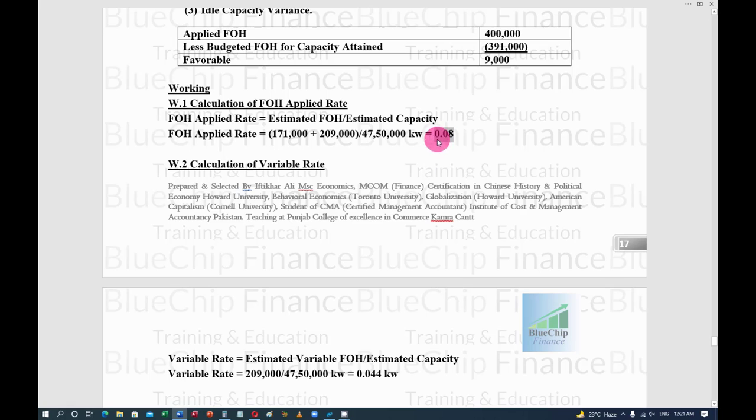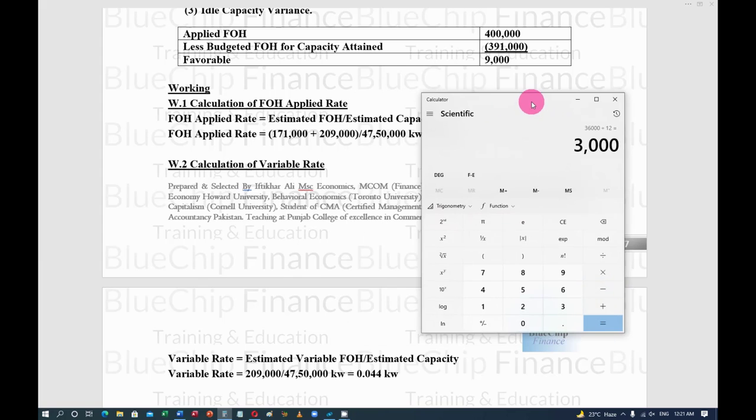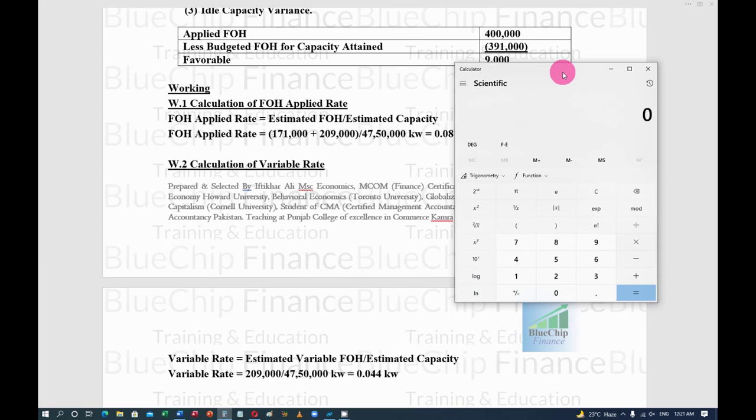You can also calculate your variable and fixed FOH applied rate, or simply variable rate and fixed rate. That is your variable FOH value, which is 209,000 divided by your budgeted capacity, that is 4,750,000, and that is equal to 0.044. So 0.044 is your variable rate and the remaining is your fixed rate. Your fixed rate is 0.756.